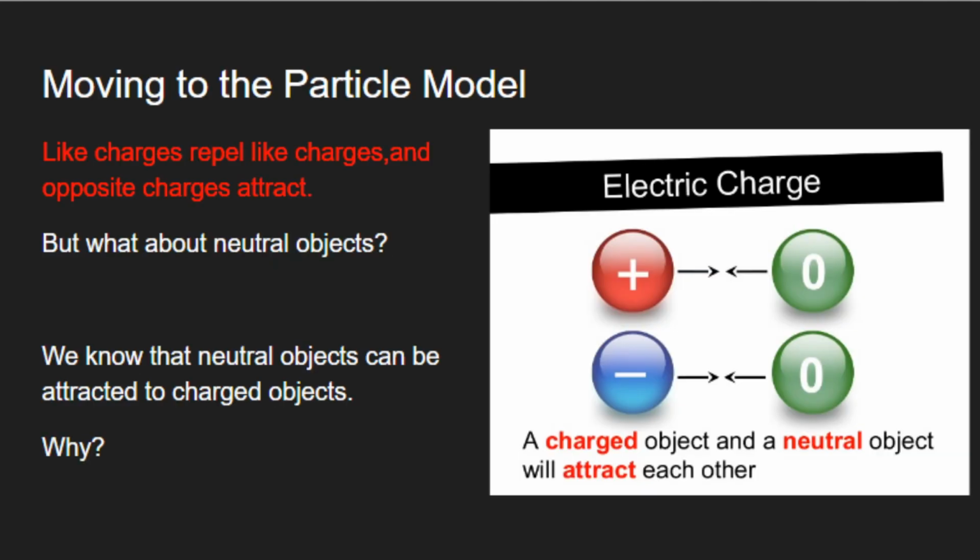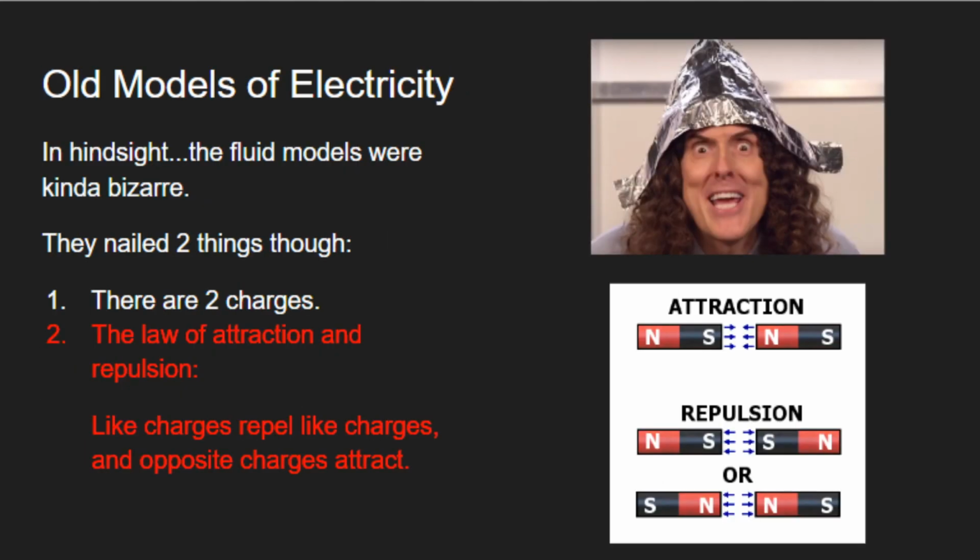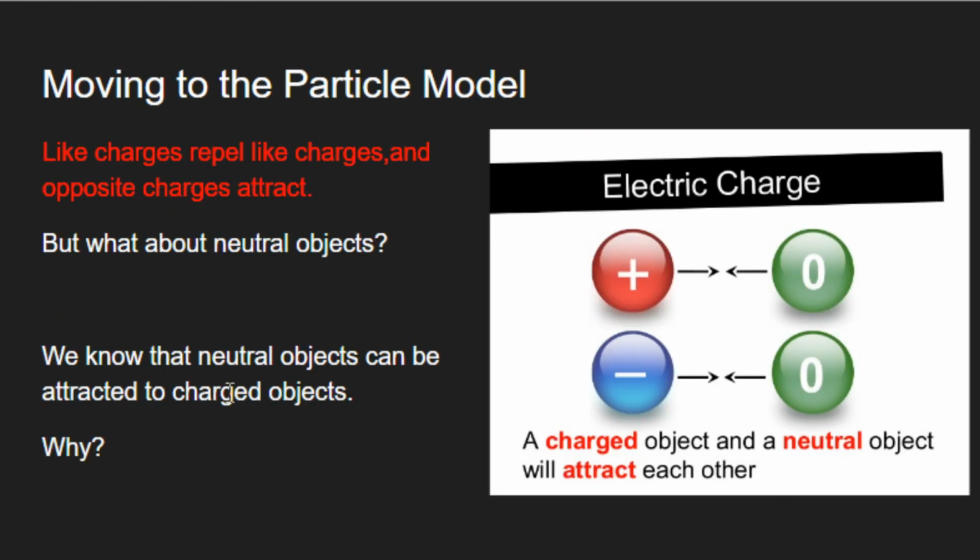Okay, the particle model. We know like charges repel and opposite charges attract. But what about neutral objects? Over here, this all makes sense. If you have magnets or an object, they attract or repel. But we know that neutral objects can be attracted to charged objects. You guys have probably seen this before. If you rub a balloon on your hair, you can stick it to a wall.